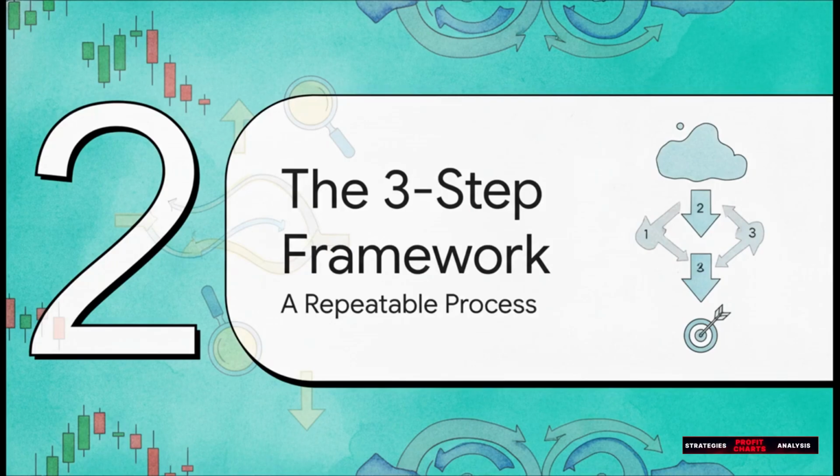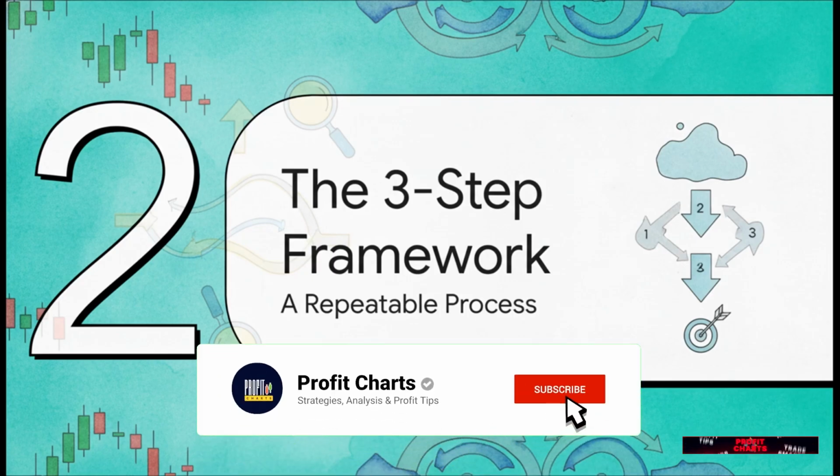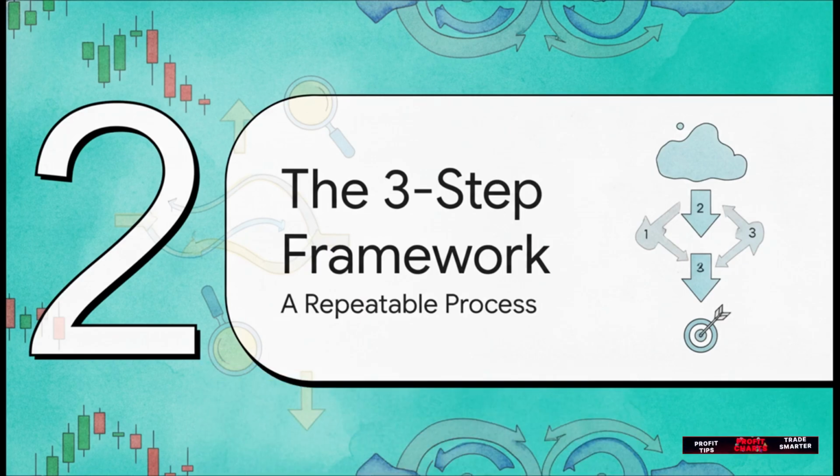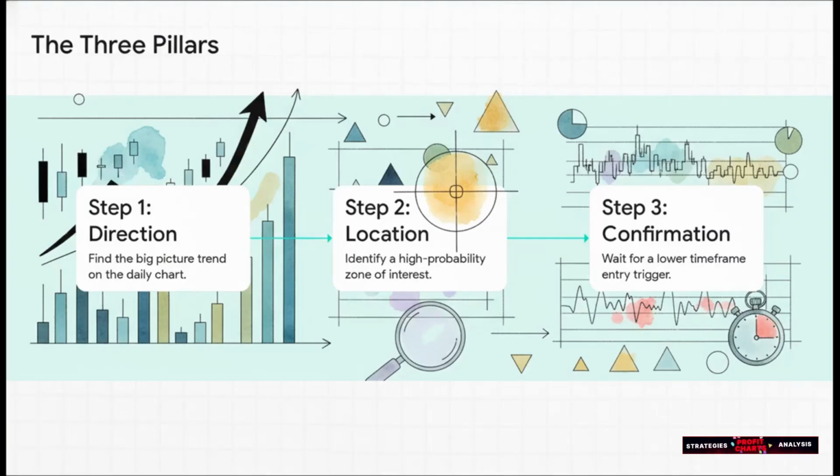Okay, so we've got our first clue from the 2-candle rule. But to build a really solid trade idea, we need a process we can repeat every single day. That's where this 3-step framework comes into play. It's designed to take you from that big picture idea all the way down to a specific actionable plan. These are the 3 pillars, and they're super simple: direction, location, and confirmation.